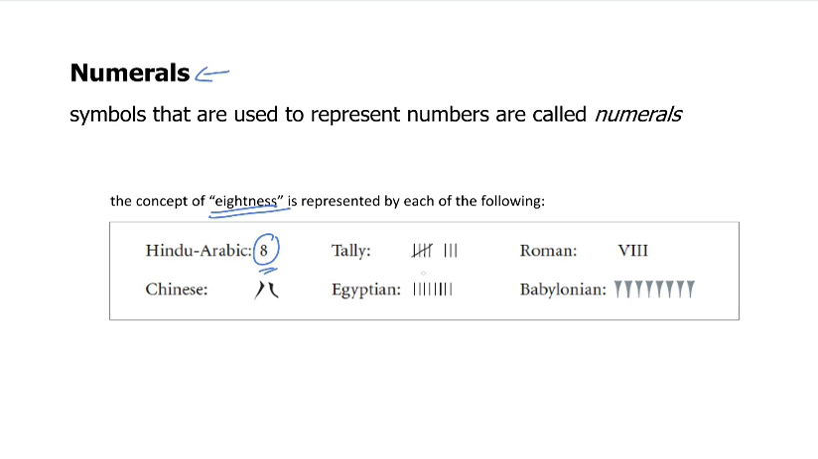For example, the tally system, something that we use when we are counting the scores, for example, in volleyball. The Roman, now we know this, the V and the 3 I's. Here is a Chinese character for the number 8. And then for Egyptians, they just use straight vertical lines. And the Babylonians would have their own.